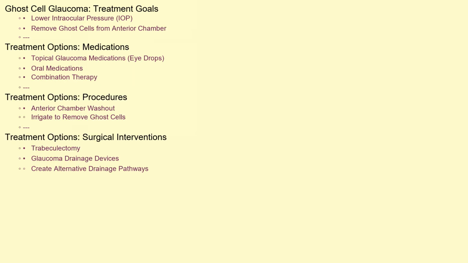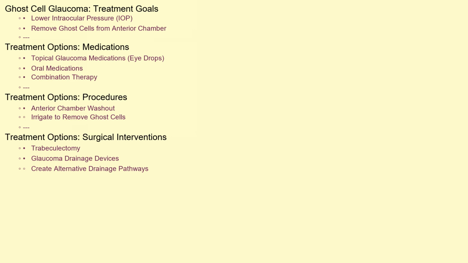Ghost cell glaucoma isn't generally classified into distinct types. It's primarily considered a secondary glaucoma, meaning it's caused by an underlying condition, in this case, the presence of ghost cells resulting from intraocular hemorrhage. The severity of the glaucoma can vary depending on the degree of trabecular meshwork obstruction and the duration of elevated intraocular pressure.